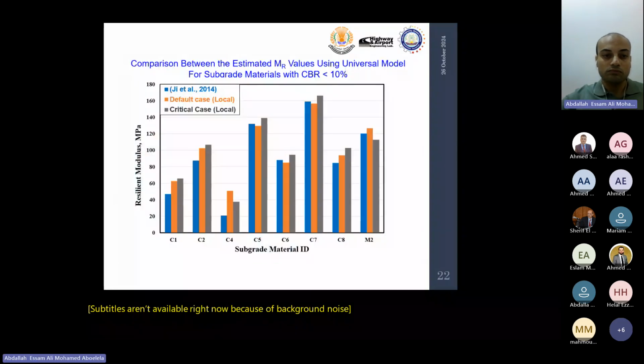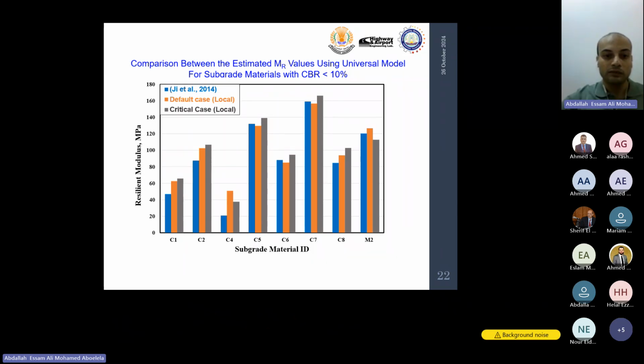And these figures show a comparison between the default case, critical case, and G case of resilient modulus values based on local investigated and anticipated field stresses and the published G study. I show it's not equal. For example, when it shows the values for C2, the soil C2 in the critical case has the maximum values of MR.